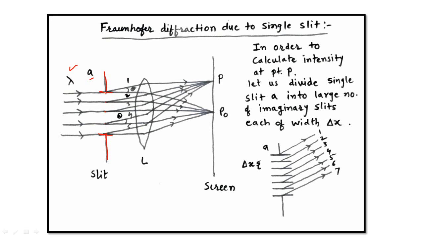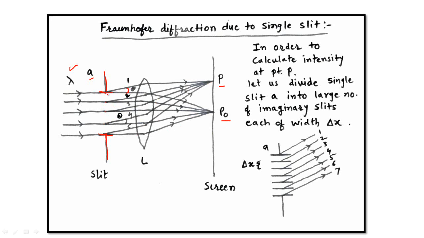There are some secondary waves which travel normal to the slit, and there are some secondary waves which travel in this direction theta with respect to the direction of the normal, and all such secondary waves are brought to focus on the screen with the help of this biconvex lens L. The secondary rays traveling normal to the slit are brought to focus at point P0 on the screen, while the secondary rays traveling in direction theta with respect to the normal are brought to focus at point P on the screen.